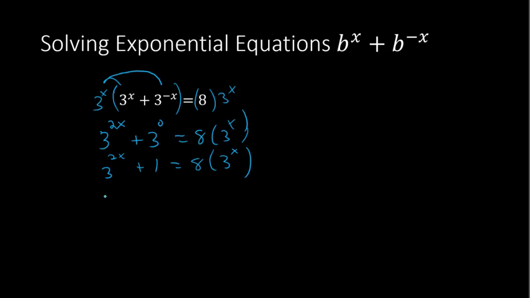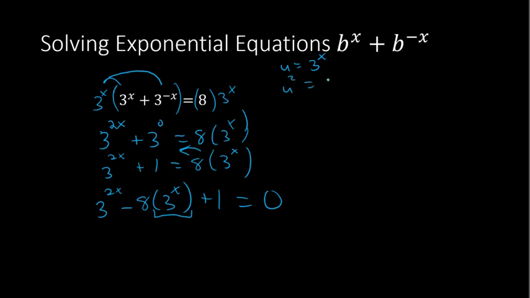And then we can set this equal to 0. So let's bring the 8 times 3 to the x power to the left side. So we have negative 8 times 3 to the x power, and then plus the 1 equals 0. So from here, what we have is an equation that is in quadratic form, where if we let u equal 3 to the x power, then u squared would be the 3 to the 2x power. So we can replace that with u squared minus 8 times u plus 1 equals 0. So now we have a quadratic equation that we can solve.